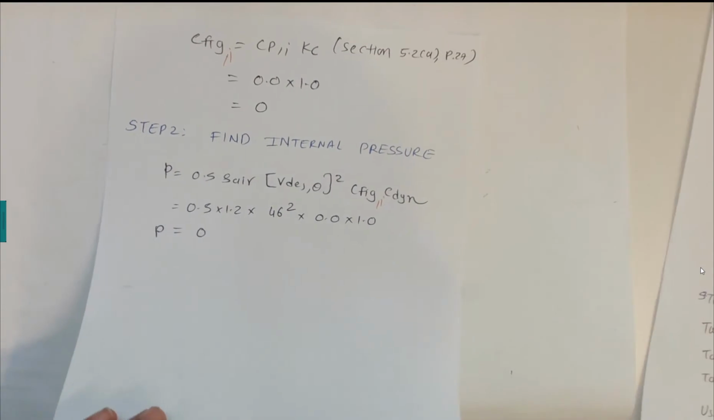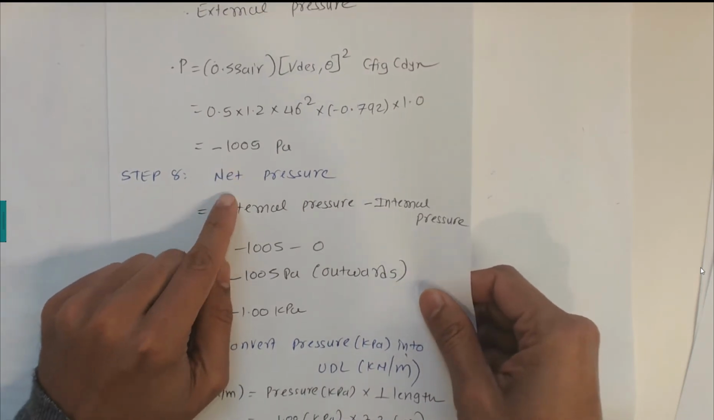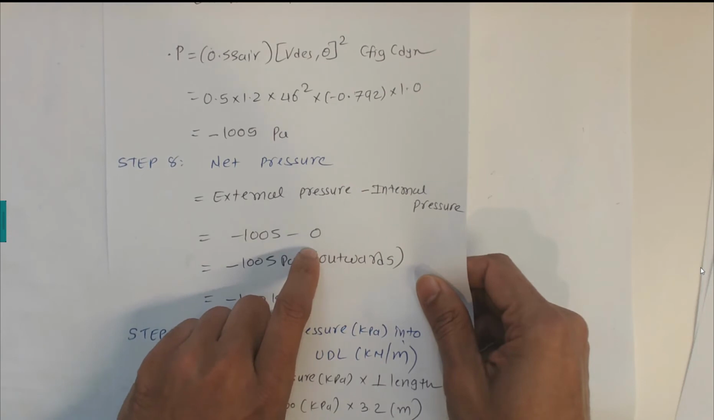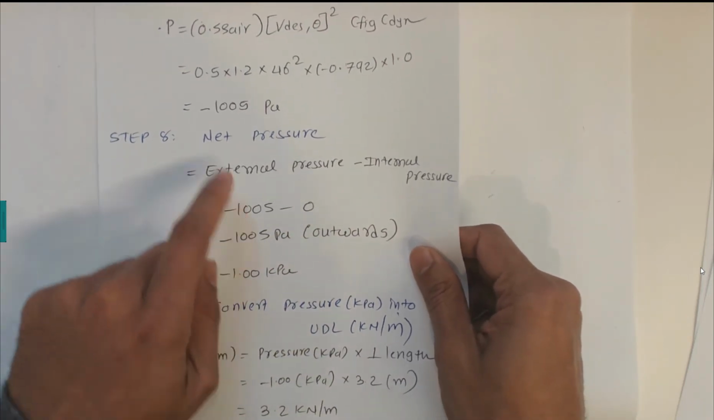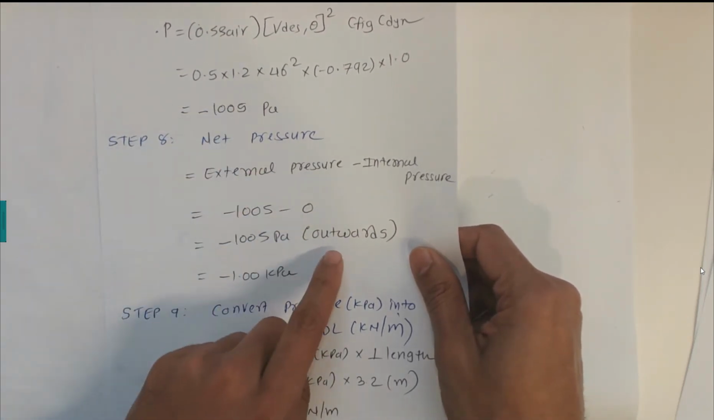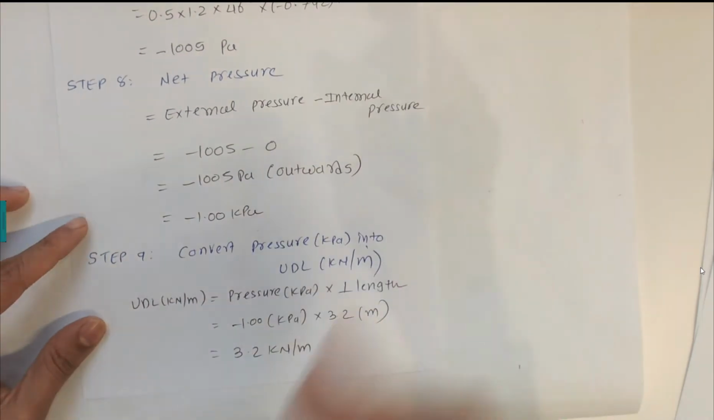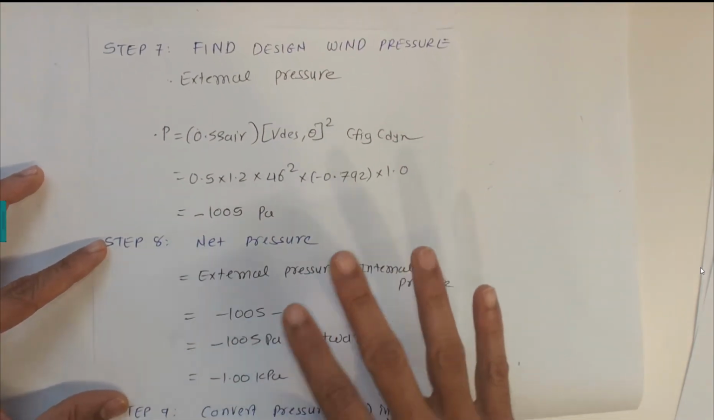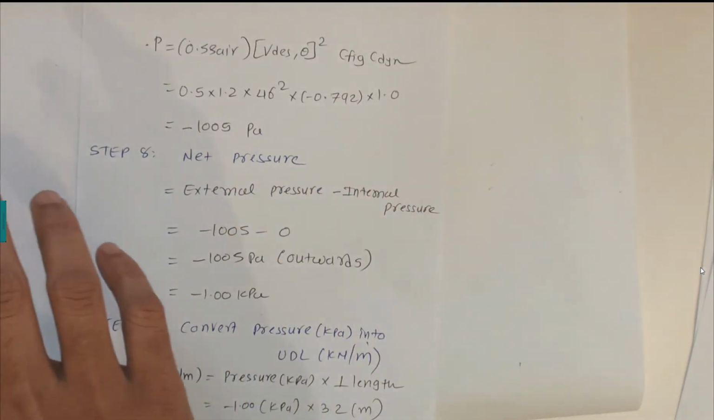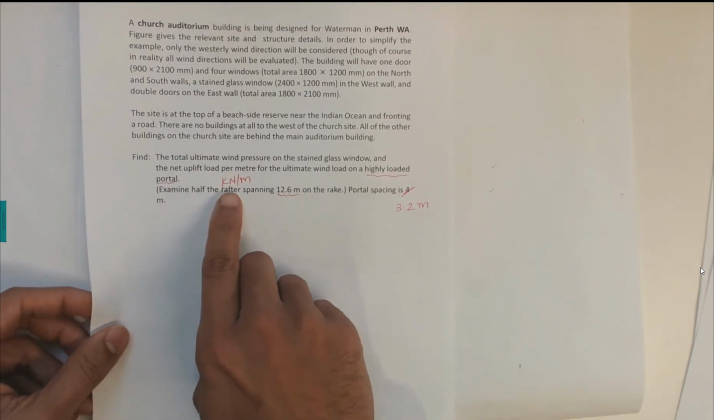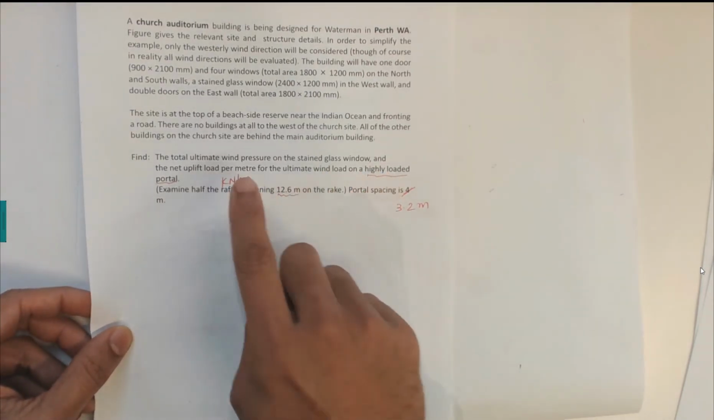Back to our last discussion, where we calculated the external pressures, we would like to calculate the net pressure. External pressure take away internal pressure is the net pressure. We substitute the external pressure, minus 1.0 kilopascals, minus 0, so that gives minus 1 kilopascal. Now we are interested in the roof uplift, which is given in the question, where we need to find the load in kilonewtons per meter.